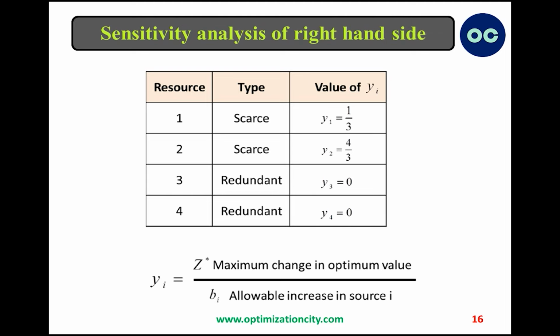So if yi represents the value of each unit of resource i, we can calculate yi using the following formula. You can see that for resources 1, 2, 3, 4, resources 1 and 2 are the scarce constraints, and resources 3 and 4 are redundant, so y1 and y2 are positive, and y3 and y4 are 0. We will discuss in the future that y1 and y2 are the shadow prices of the first and second constraints.